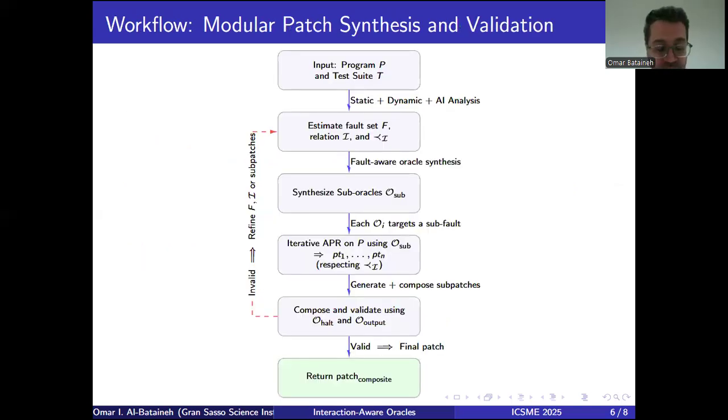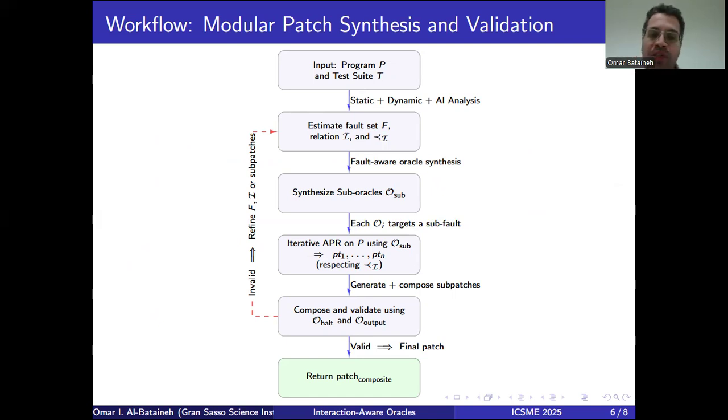As a brief summary of the workflow that we use in this work, we assume we have a program P together with a test suite T. Then we use a combination of program analysis techniques like static, dynamic, and AI to infer the set of faults F in the multi-fault program under repair, the interaction relation I, and the partial order to specify the feasible repair sequence that we should follow to fix the set of faults F in the program. Then we synthesize sub-oracles for each individual fault. We follow an iterative APR procedure to fix these individual faults. Then we compose them and validate.